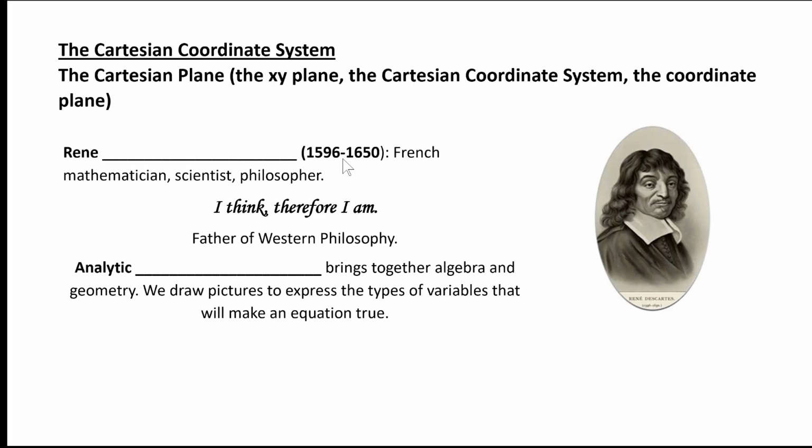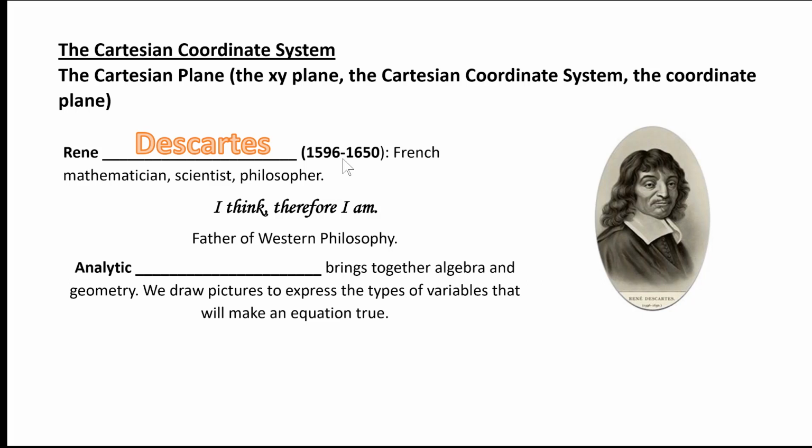The Cartesian coordinate system, the Cartesian plane, the xy plane, the coordinate plane, these are all names for the same thing, and this idea of having this coordinate system where we have an x-axis and a y-axis, and we talk about locations in that graph, in that grid, that idea was worked on a lot by a very famous mathematician, scientist, philosopher named René Descartes. He lived in France from 1596 to 1650. He's the one who said, "I think, therefore I am."